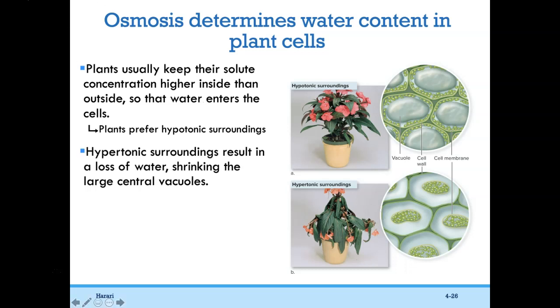A hypertonic surrounding results in the loss of water. So if you put salt water around the cells, what's going to happen is all the water from the vacuoles will try to balance out the salt on the outside. So the water from the vacuoles will be lost to the outside and the cells will shrink. And that will cause like the wilting of this plant. So salt kills plants because it draws out all the water from them. So plants prefer a hypotonic surrounding.